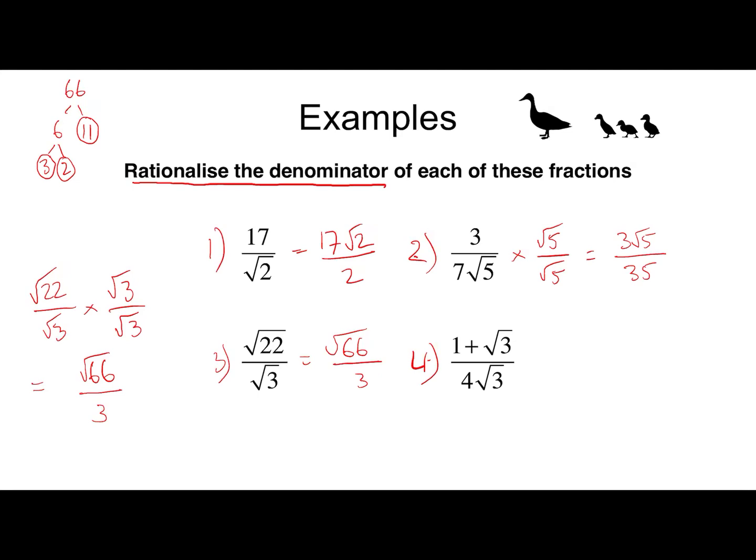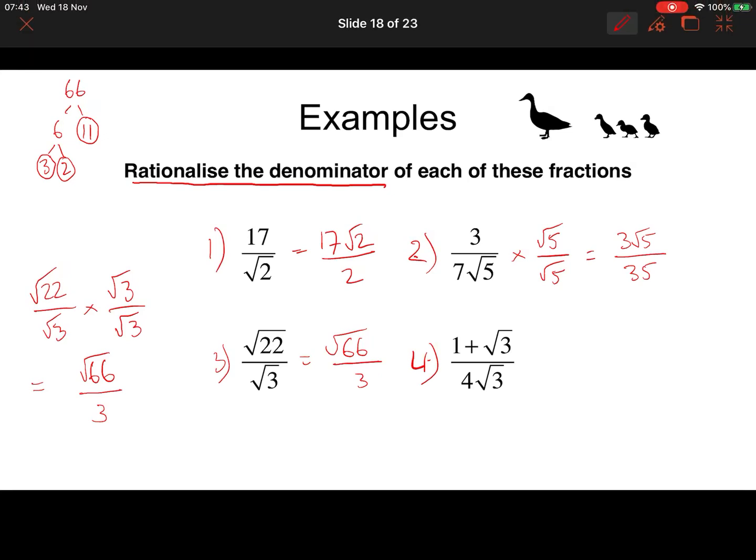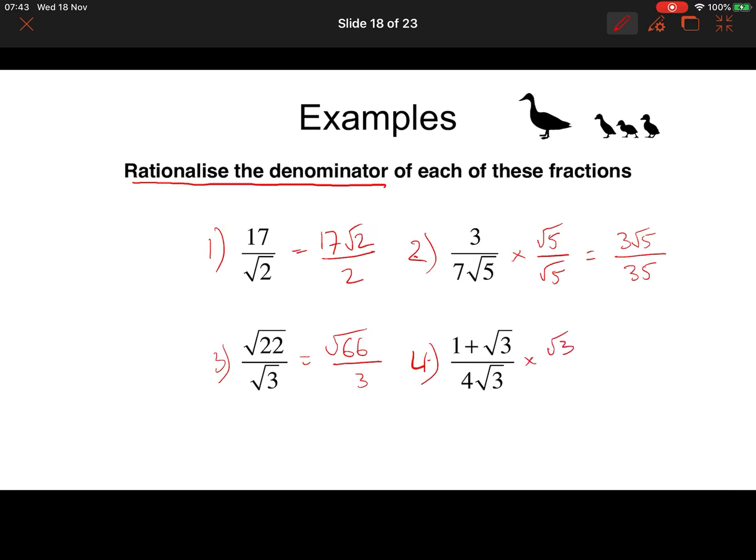Okay? Right, what about number 4? Let's just clear some space for a second. Now, number 4, again, what I'm going to do is times top and bottom by root 3. So I need to times 1 plus root 3 by root 3 and 4 root 3 by root 3.